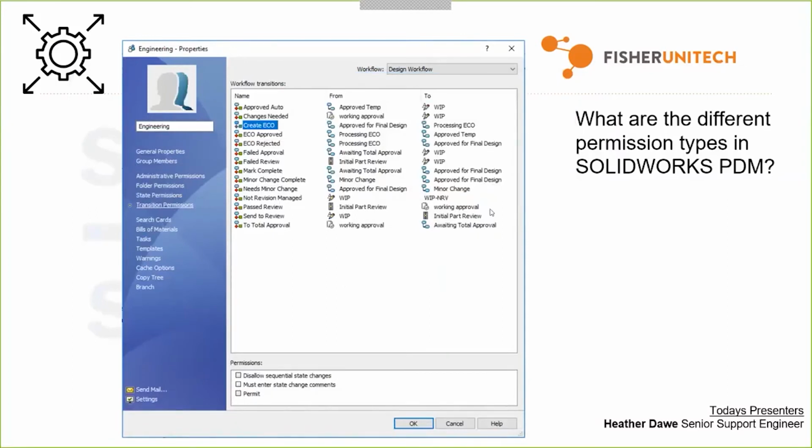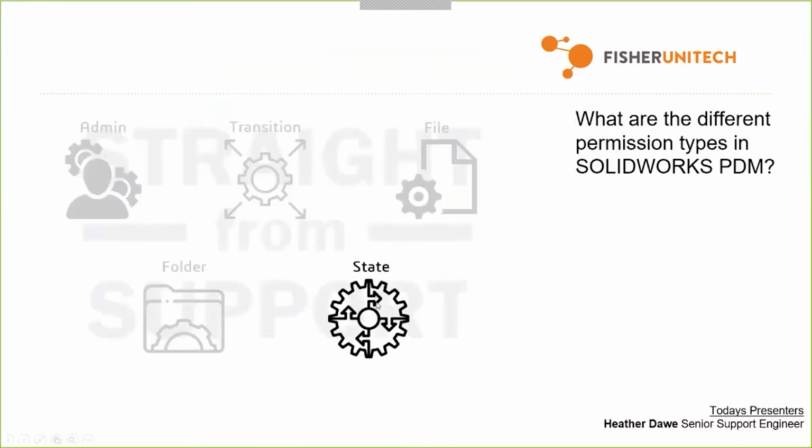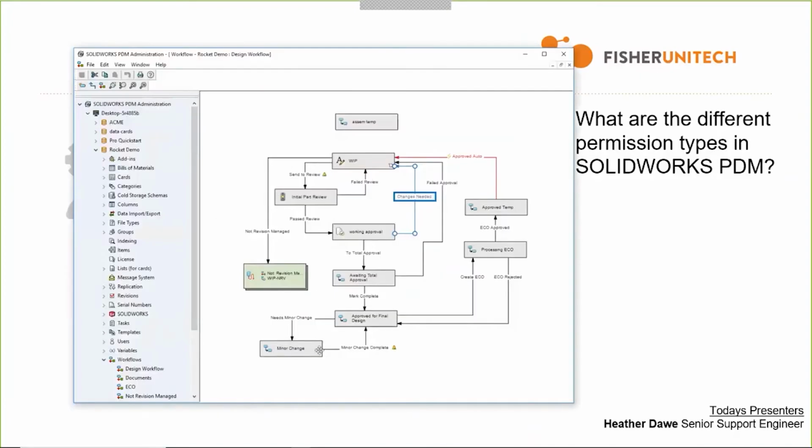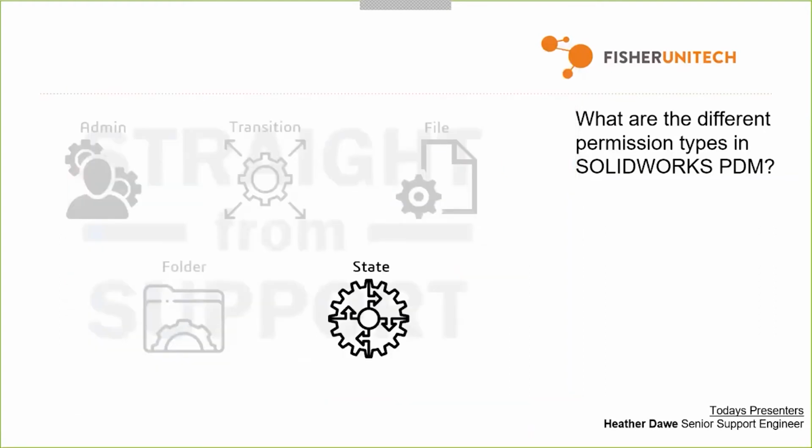All right, and that's our transition permissions. Now we're going to jump to state permissions. State permissions tell us what we're allowed to do when a file is in a specific state in the vault. So if I'm looking at my workflow, each of these different pieces is a state, and each of these states have specific permissions that I'm allowed to look at within PDM.